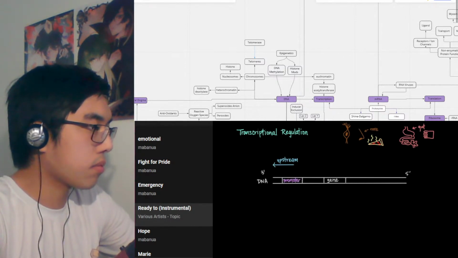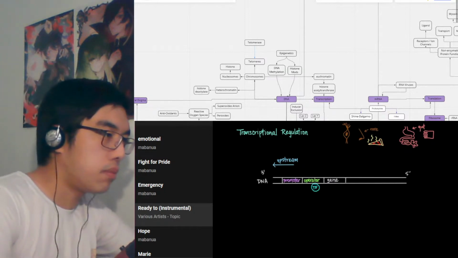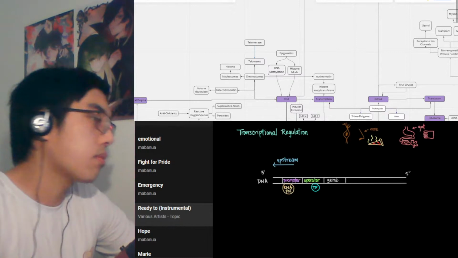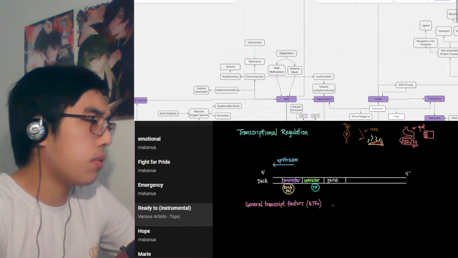And there's another sequence in between the promoter and the gene called the operator. The operator is the sequence of DNA to which a transcription factor protein can bind, and the promoter is the sequence of DNA to which the RNA polymerase binds to start transcription. Now, first off, in prokaryotes, we have what are called general transcription factors, a class of proteins that bind to specific sites on DNA to activate transcription.